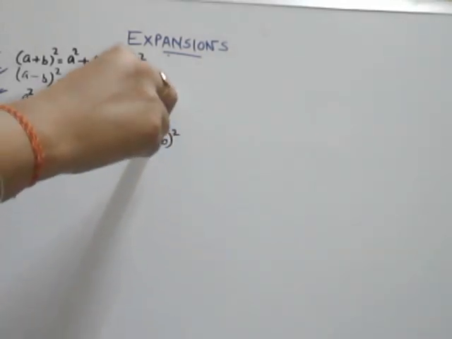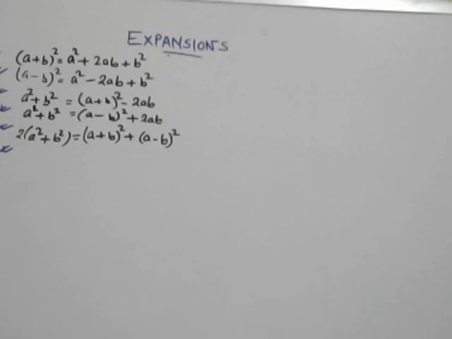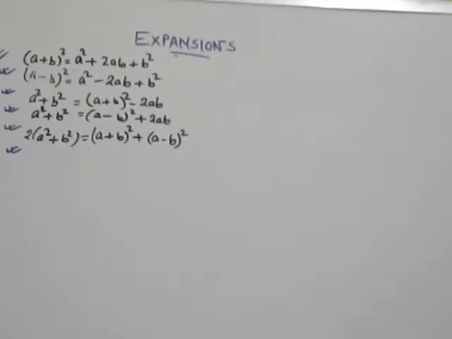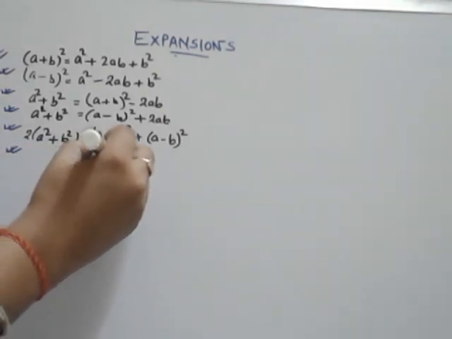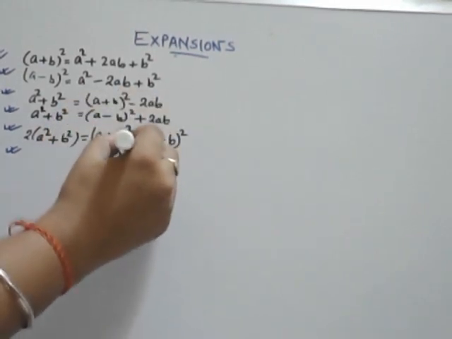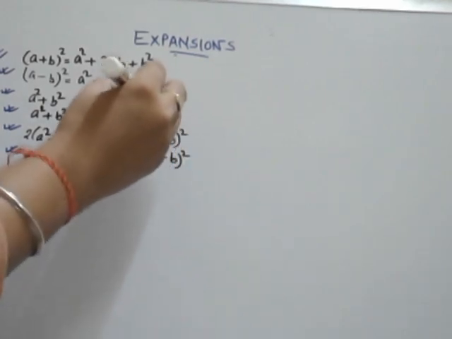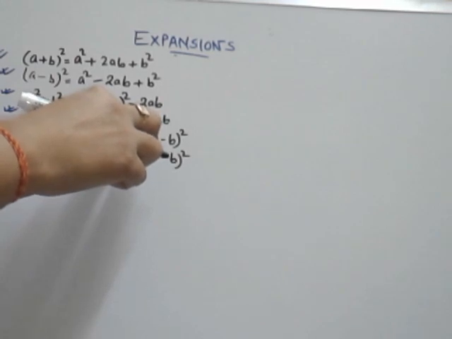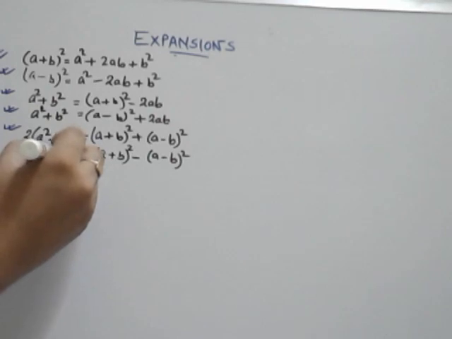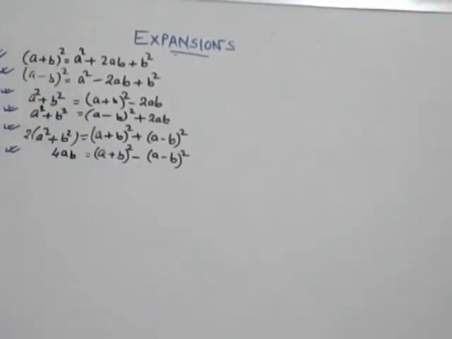Now, next. Again, from these two formulas, one is (a + b)² − 2ab and another one is (a + b)² + 2ab. If you subtract these two formulas, what is the result? This minus this is 0, this minus this is 0. So (a + b)² minus (a − b)², minus 2ab, here minus 2ab, that means minus 4ab. If you transpose to the left side, that becomes plus 4ab. So the formula of 4ab is (a + b)² − (a − b)².